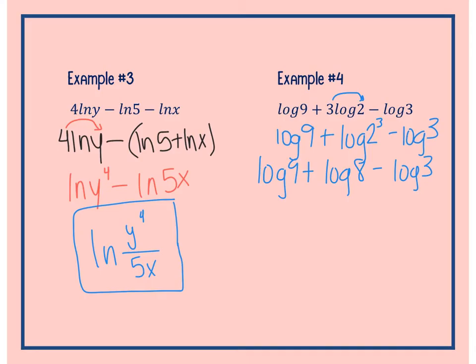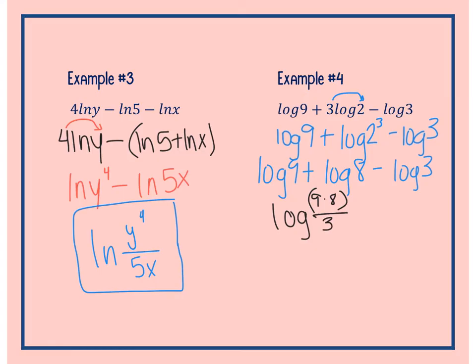So now, according to the order of operations, I'm going to do the adding first and then the subtraction. So when I add, what was really happening? When I add, I was really multiplying. So log of 9 times 8. And yes, I kind of wrote it high. And why did I do that? Because this minus sign means that this is being divided. So that's going to go on the bottom.